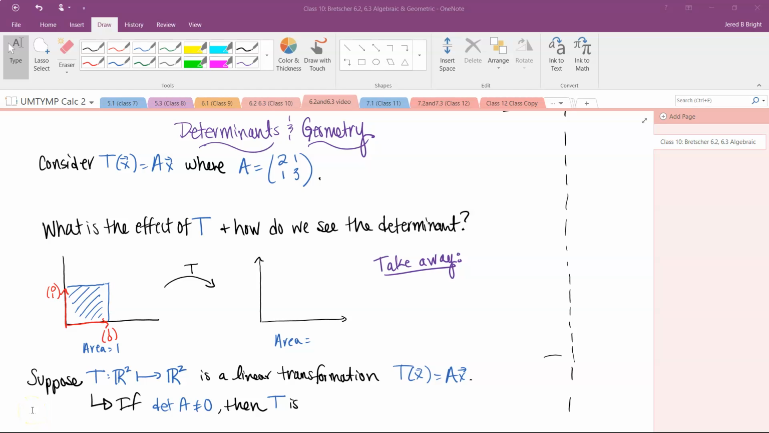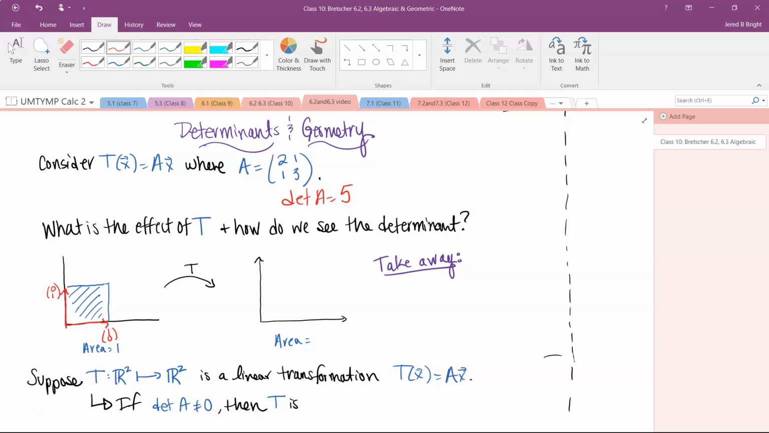Having looked at all the algebraic properties of determinants and how those play out, let's see how geometry is affected when we look at the determinants. So here's a linear transformation, and we have A specified, so we can find the determinant easily enough. We know the determinant of A is just 5. Then we want to know what the effect of T is, and how we see the determinant.